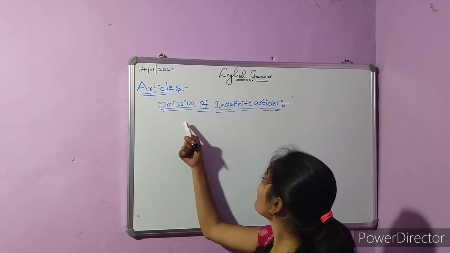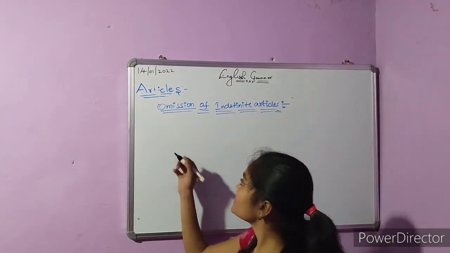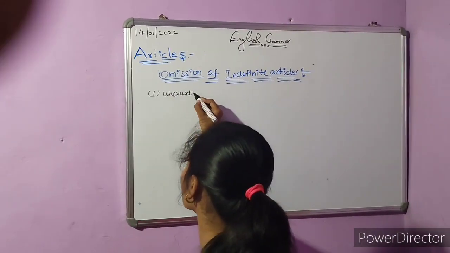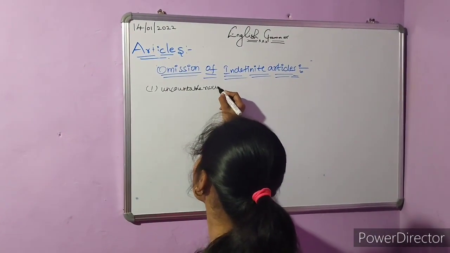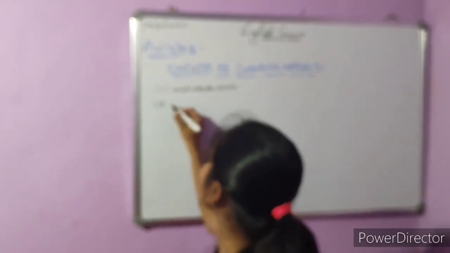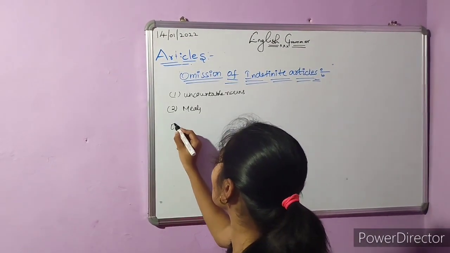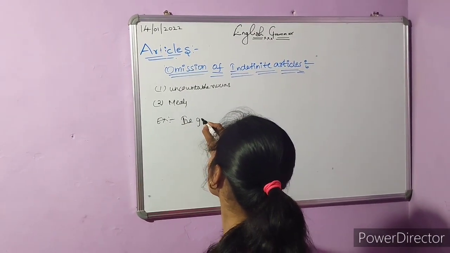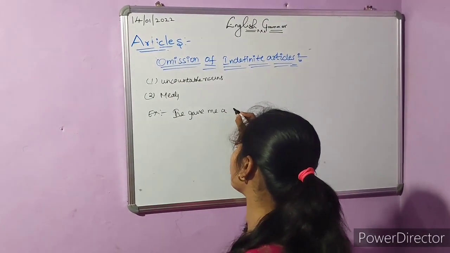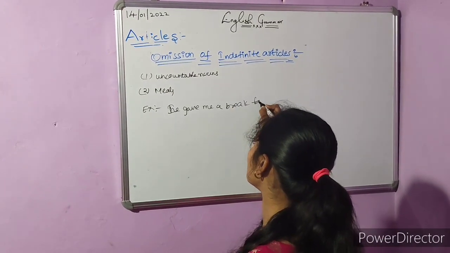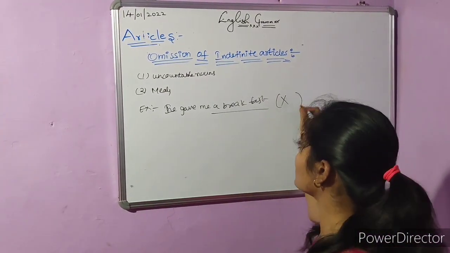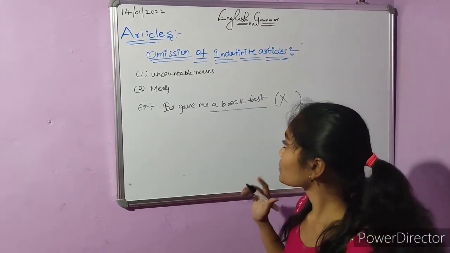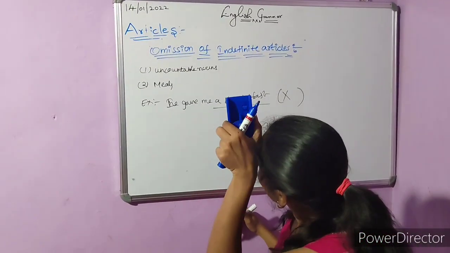Now let us discuss about omission of indefinite articles. Basically, indefinite articles should not be used before uncountable nouns. And they should not be used before meals. For example, we should not say, he gave me a breakfast. If you use this, it is wrong, okay? We should not use like he gave me a breakfast. He gave me breakfast, that's it.